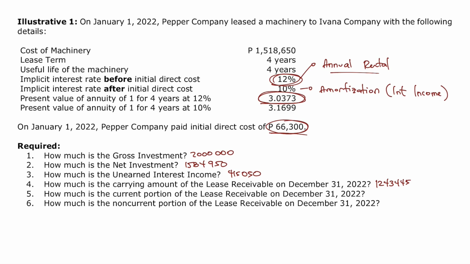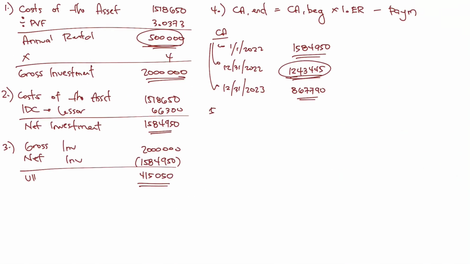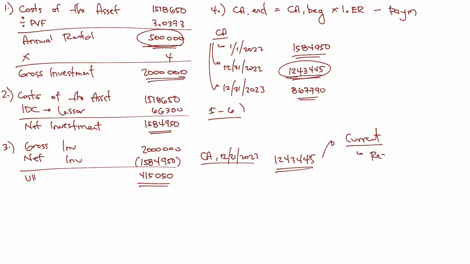Okay? Now, punta tayo sa number 5. Anong meron dito? How much is the current portion of the lease receivable on December 31, 2022? Then number 6, how much is the non-current portion? Okay? So, dito, hatiin lang natin, no? Once again, hatiin lang natin yung carrying amount as of December 31, 2022, which is magkano to? Which is equal to 1,243,445 into the current and non-current portion. Okay? So, lagi mo tatandaan, no? That the current portion is only the residual amount. Sir, what do you mean by that? Well, una nating makukompute dito yung non-current portion.